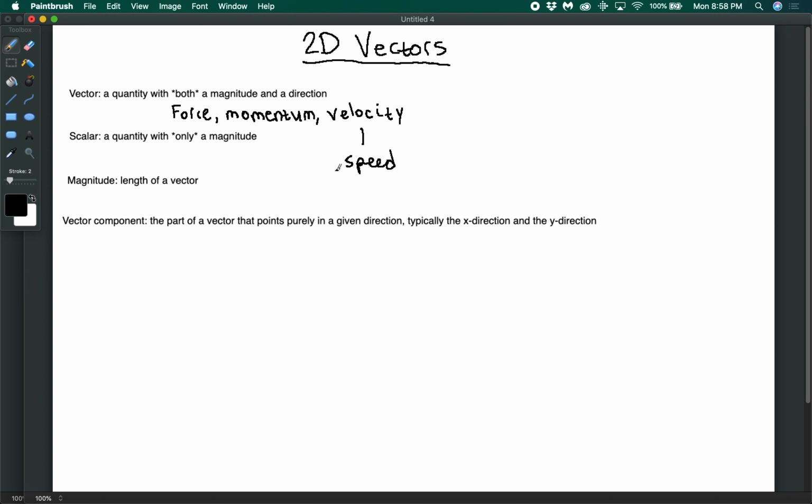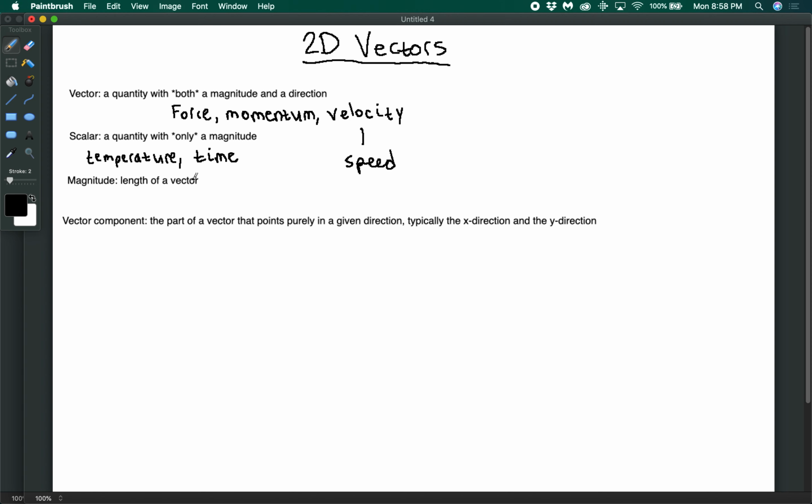Okay. Scalar quantity with only magnitude. Temperature, right? Temperature only has a number, it doesn't have a direction. Time. Time is one that sometimes people think is a vector because we talk about the flow of time being in a certain direction. But with vectors, we're really talking about spatial directions here, and time obviously doesn't have a spatial dimension. So yeah, temperature, time, speed are all scalars. Force, momentum, velocity, vectors.